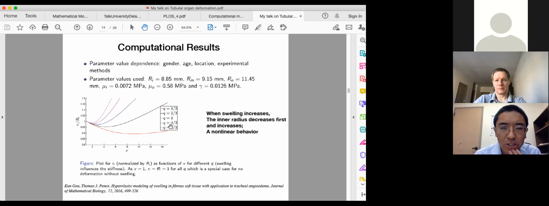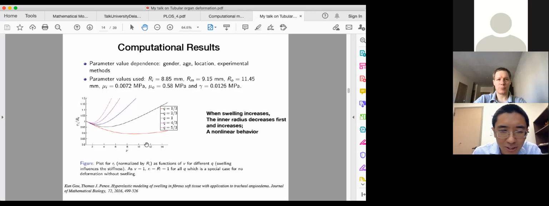In our simulations, we use theoretical values. So you can see nu is from 1 to 14. Those are not so realistic, just for simulation purposes. When nu is 1, it means there is no swelling. You can see lowercase Ri over capital Ri is just 1. It means the inner radius is not changed, it keeps the same, when there is no swelling.